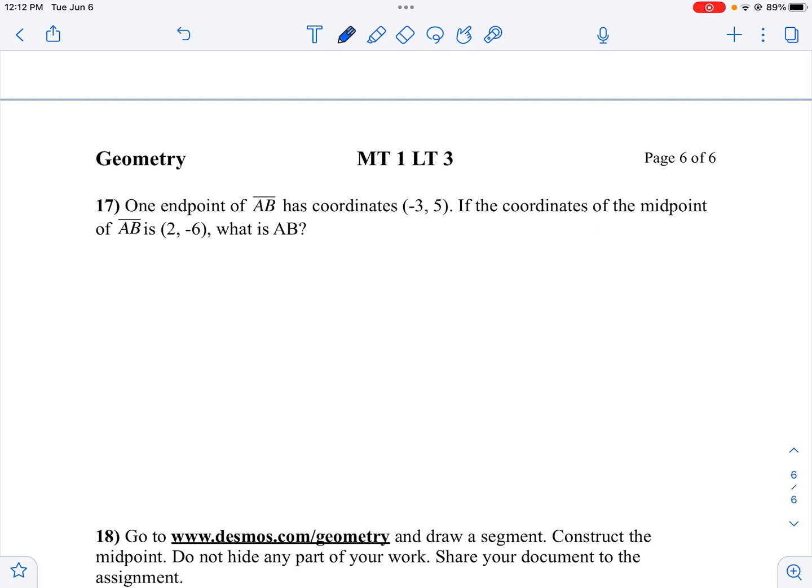On the last question of our assignment, we don't have to do 18. Cross that out. You'll do 18 on Desmos on your quiz. You won't have to do it on your assignment.